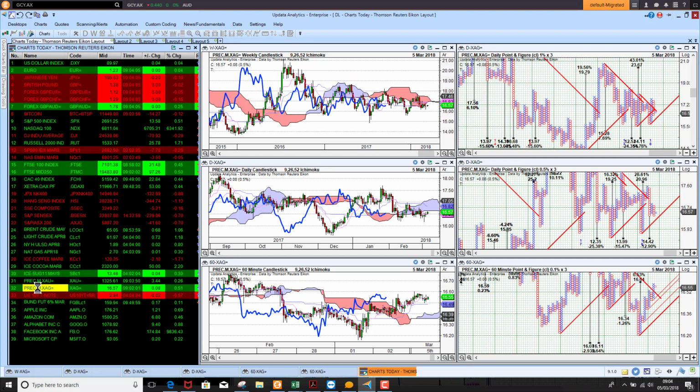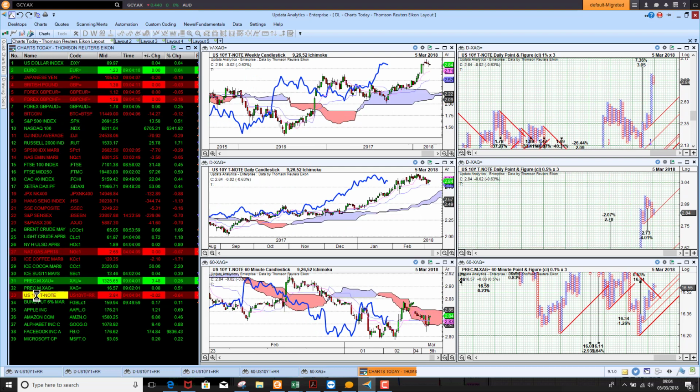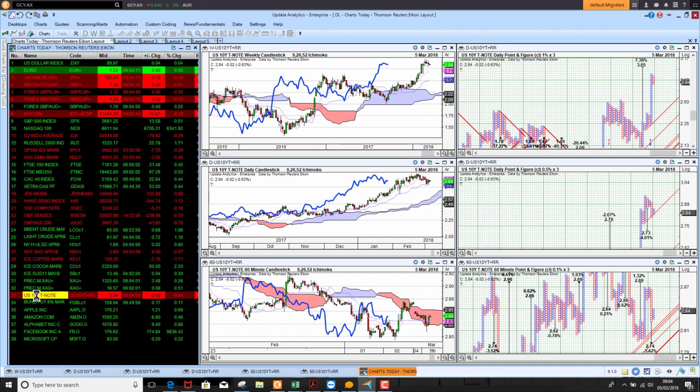Looking at silver, looking more bullish as well this morning. That weaker dollar over the last few days helping there. US 10-year notes, the yield is just bearish below the cloud, sitting in the low 280s. Just a sign that it's rolling off a little bit here at the moment.